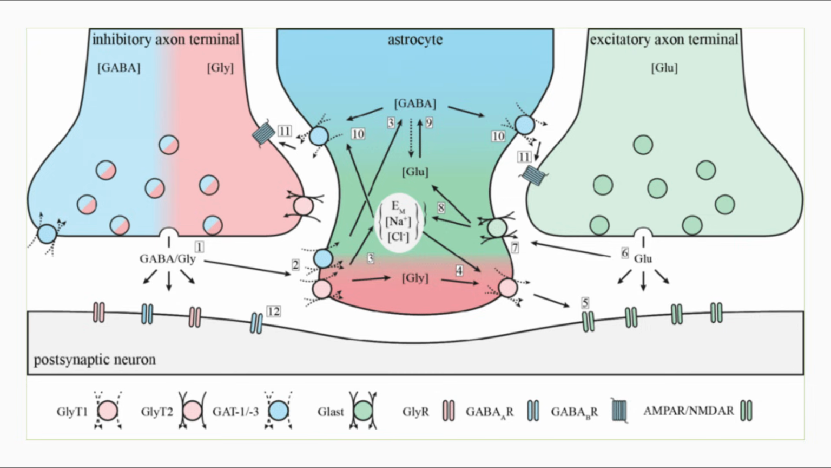NMDA receptors, of course, are the critical coincidence detectors in STDP. They require both glutamate binding and depolarization to relieve the magnesium block. And when they do open, NMDA receptors admit calcium ions into the dendritic spine, which triggers the intracellular signaling that decides LTP versus LTD. The kinetics and subunit composition of NMDA receptors can, thus, sway the timing requirements for plasticity.